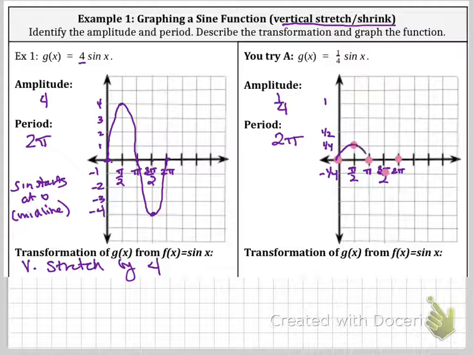So here is the curve. Make sure it's a smooth curve. I don't want to see zigzags like this. That's not what a sine curve looks like. So it needs to be smooth. The transformation is a vertical shrink by 1/4.